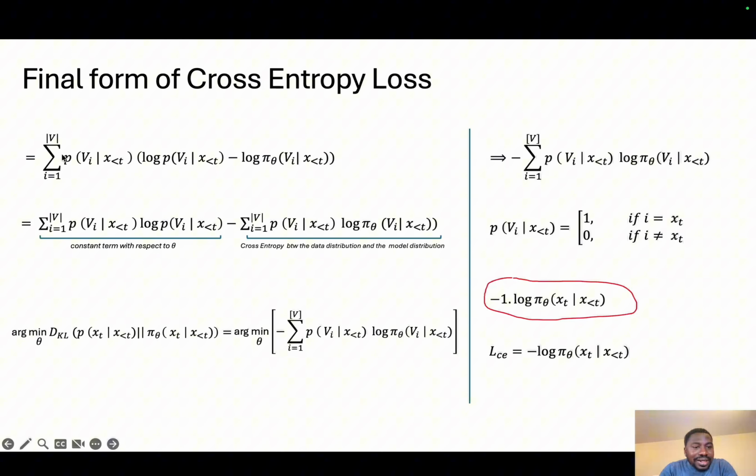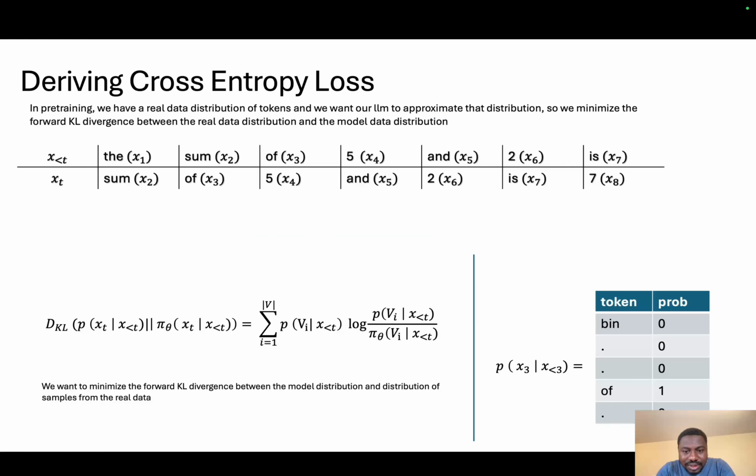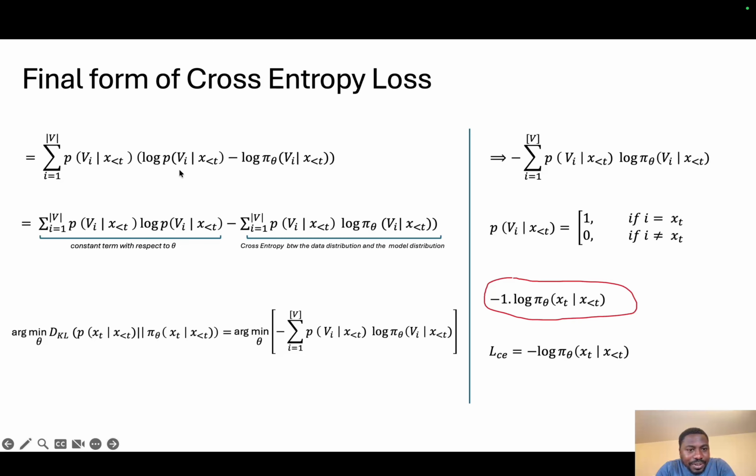So let's look at this. By the property of logarithms, log of a over b equals log a minus log b. So this becomes log p of vi given x less than t minus log pi theta of vi given x less than t. And if you expand this out, it becomes the summation of p of vi given x less than t multiplied by log p of vi given x less than t, minus this. And what you see here is that this side is our cross entropy, because this is the data distribution term, and this is the model distribution term. So this is our cross entropy, right? And then this is a constant term.